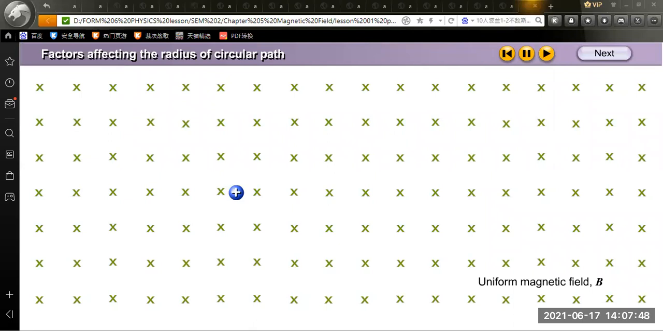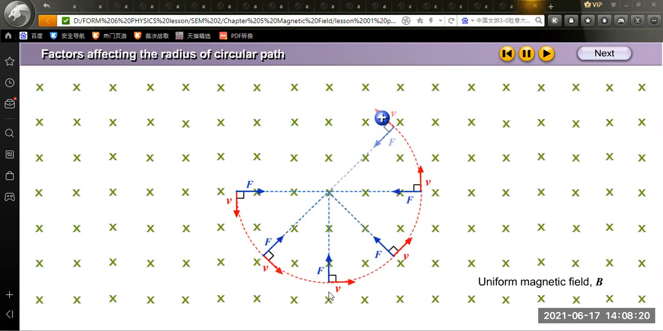Now we look at the slide. In a uniform magnetic field, the cross shows the uniform magnetic field going into the screen. So the direction of the magnetic field is into the screen. What will happen? Once the positive charge is moving, it will continue to move in a circle if the magnetic field and the velocity are constant.